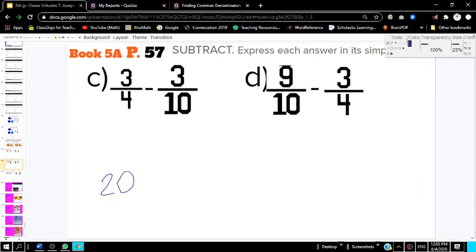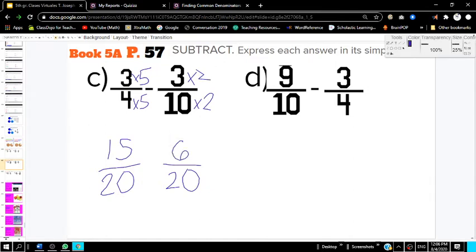I know that if we list out the factors of 4 and 10, each one has 20 as its least common denominator. 4 times 5 equals 20, and 10 times 2 equals 20. So let's multiply our numerators by the same number. 3 times 5 is 15, and 3 times 2 gives us 6. Let's subtract. 15 minus 6 equals 9. So 9/20 is your final answer.